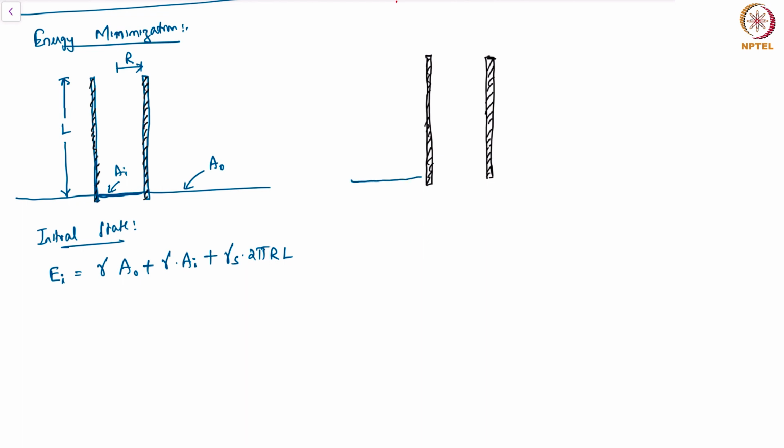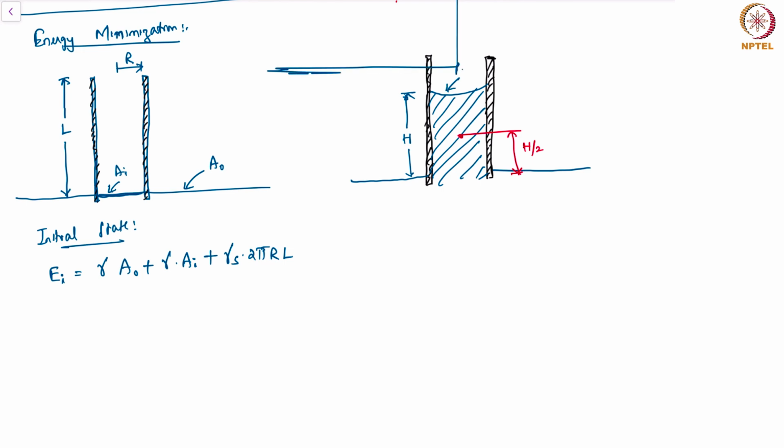Now the outer region has not really changed much, but on the inside the fluid has risen to a height of capital H. The fluid has risen to a height of capital H, and the centroid of this column, the center of mass of this column, is H by 2. The area inside still remains AI, and the area outside remains A naught.